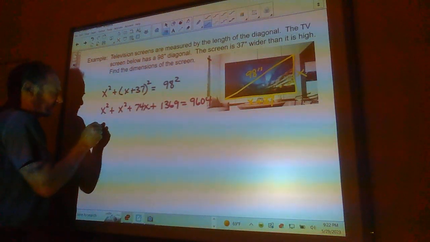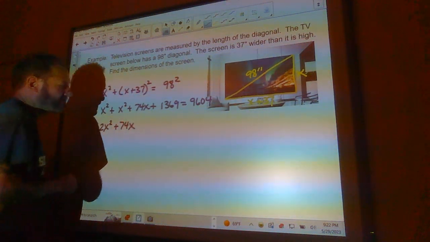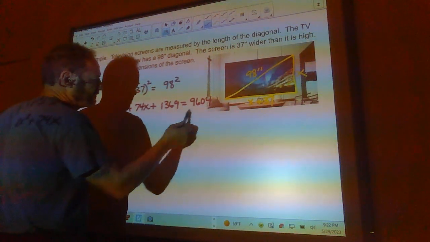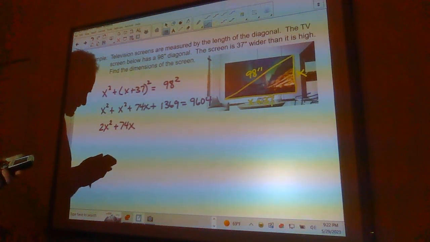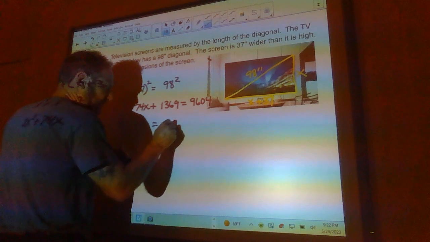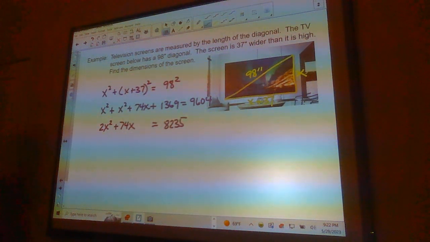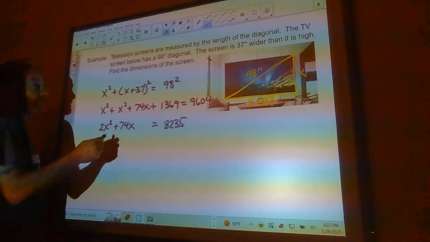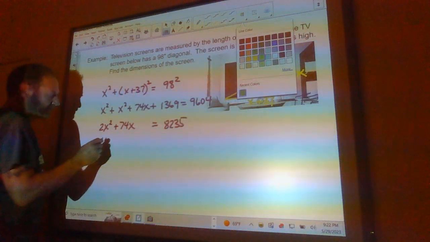Now let's combine our like terms. This is 2x squared plus 74x. Now, this is not going to be a perfect square, so I'm going to move this over here. I'm going to take 9,604 and subtract 1,369. This is going to equal 8,235. Now I'm going to divide this whole thing by 2, since I have a leading coefficient that's not 1.